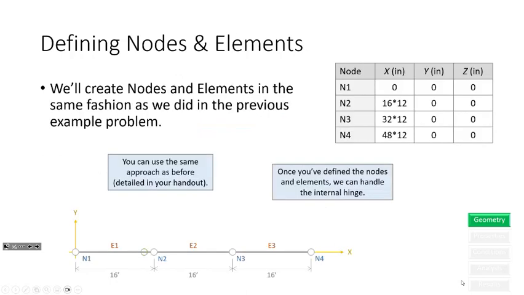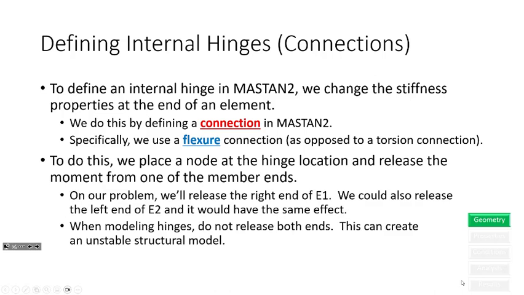So let me go back to my model. If you look at my little model right here, everybody look at the model. See on element 1 how I have the circle just to the left of node 2. What I'm indicating is that I'm going to release the moment on the right end of element 2. I could have easily released the moment on the left end of element 1. That would have been fine. But what you don't want to do is release both. If you release both, MASTAN will think that's two releases, and that might cause an unstable structure. So only release one of them.